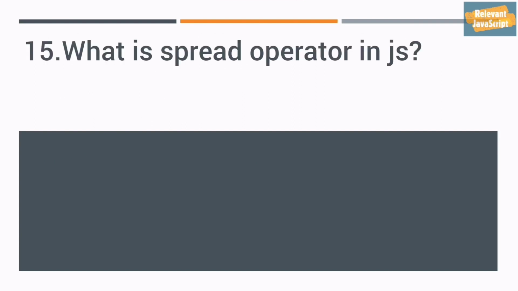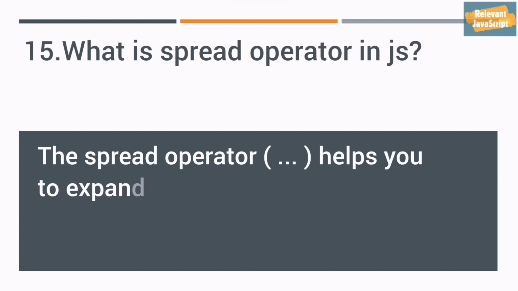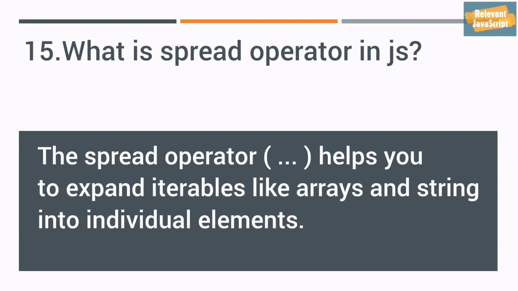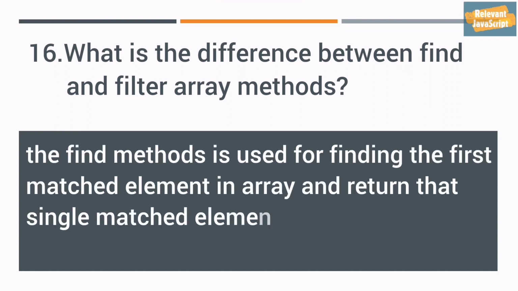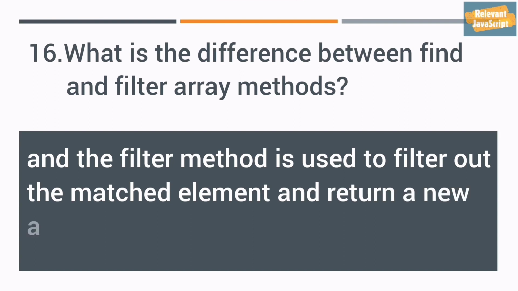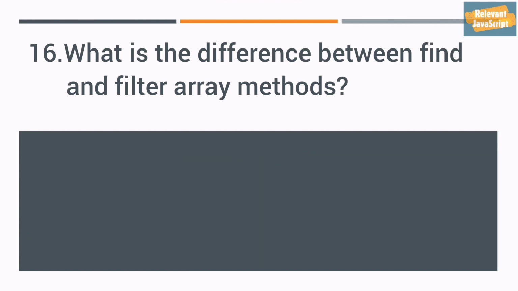15th question. What is the spread operator in JS? The spread operator is denoted by 3 dots. It helps you expand iterables like arrays and strings into individual elements. 16th question. What is the difference between find and filter array methods? The find method is used for finding the first match in an array and returns that single matched element as the result. And the filter method is used to filter out all the matched elements and returns a new array as the result.